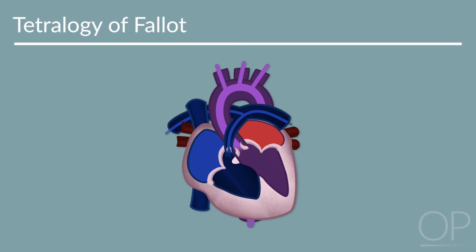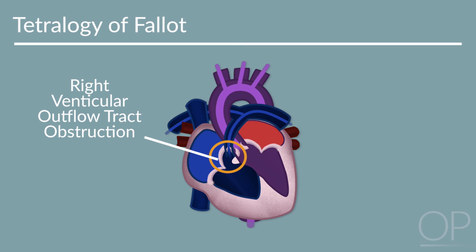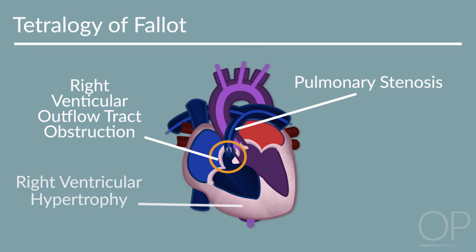The degree of cyanosis and other symptoms are dependent on the degree of right ventricular outflow tract obstruction caused by the pulmonary artery stenosis and ventricular hypertrophy. The greater the right ventricular outflow obstruction, the less pulmonary blood flow, and the more flow through the VSD from the right to the left. These changes lead to more deoxygenated blood in the systemic circulation and greater cyanosis.